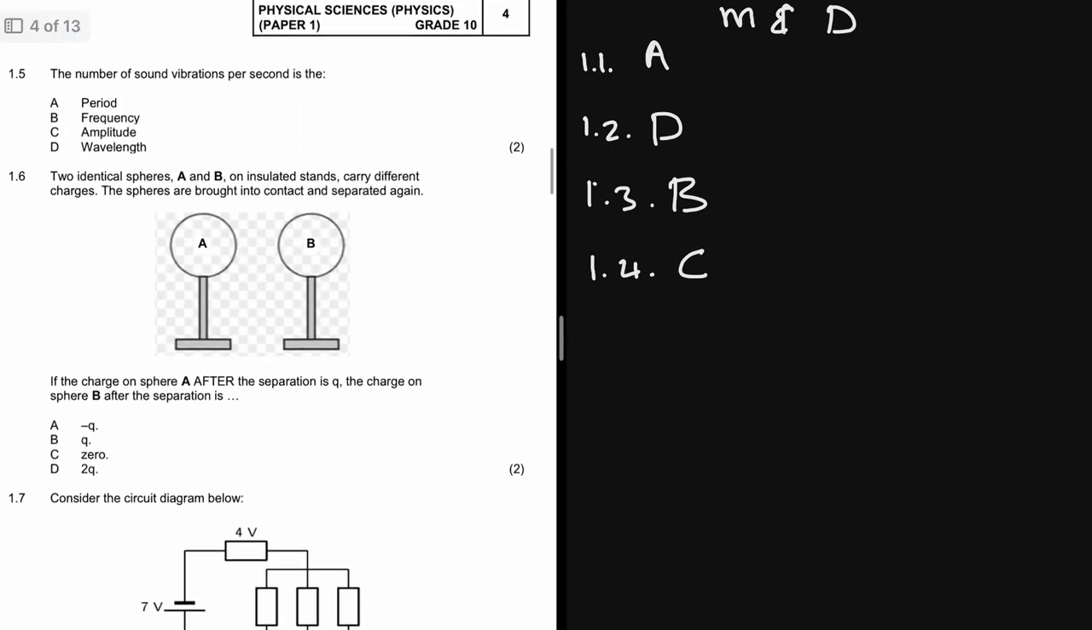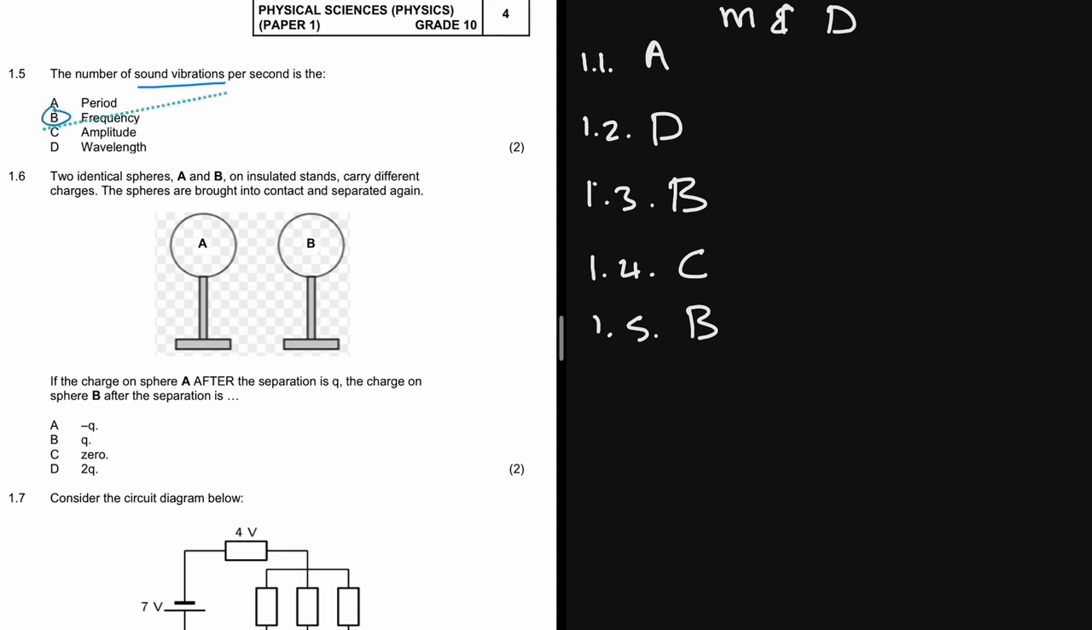So now if we move on to 1.5, they say the number of sound vibration per second is, we know that the number of waves in a second, we call that a frequency. Okay, but now in this case they just represent a wave as sound vibration. So this is the very same thing. Number of sound vibrations per second, we know that is frequency. Okay, so we're going to select number B, which is frequency.